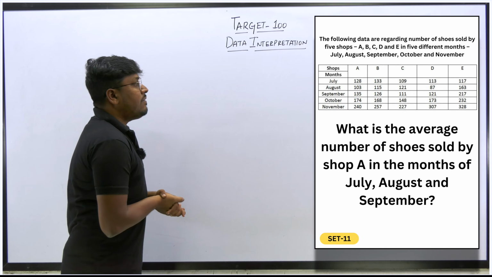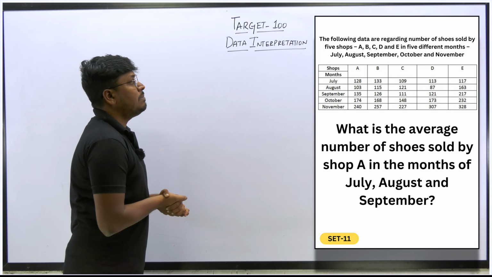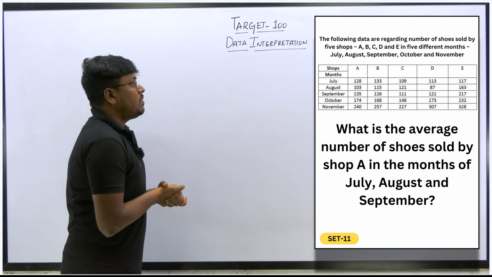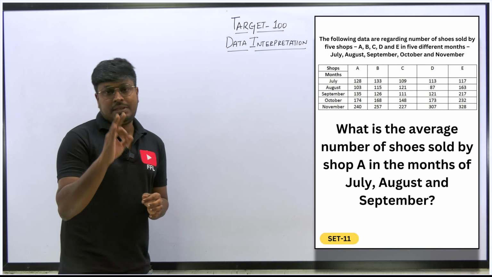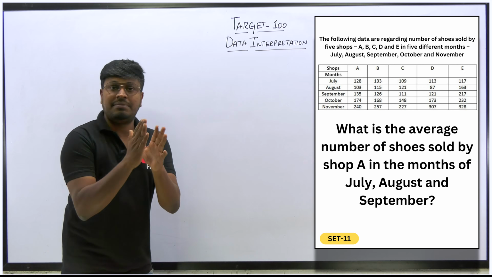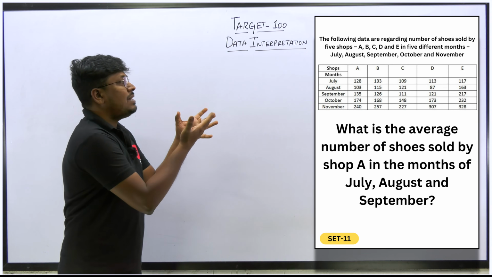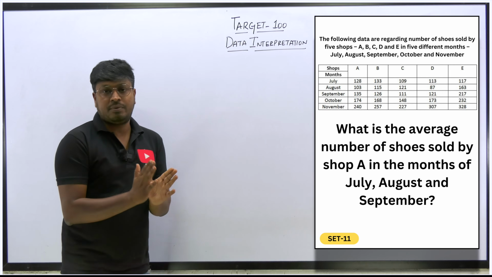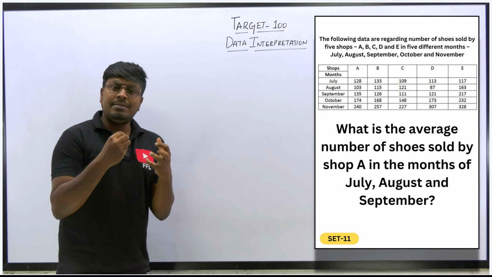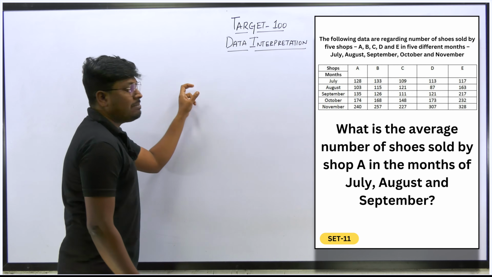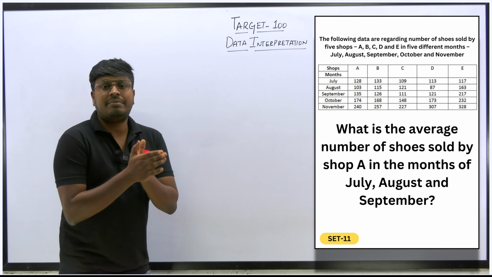What is the average number of shoes that were sold by shop A in the months of July, August and September? So our target is to find the average for 3 months. You have to find the total and divide by 3. Mostly for these kinds of questions, because it is just addition, you add and divide by 3. That's it. For these kinds of questions, do not see the values in the chart and write them down on a separate paper and then add them. It's a complete waste of time.